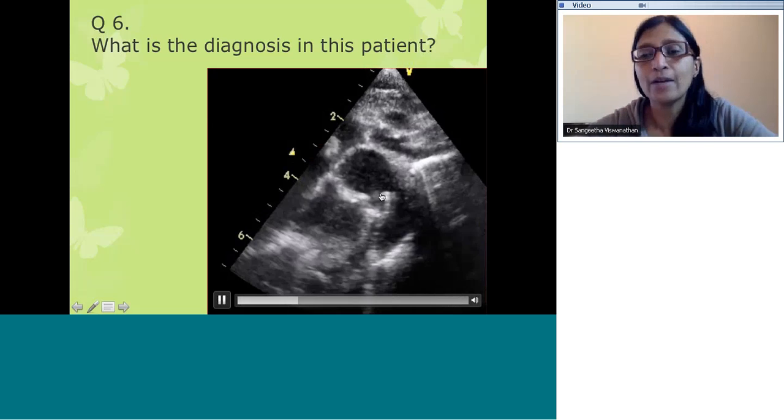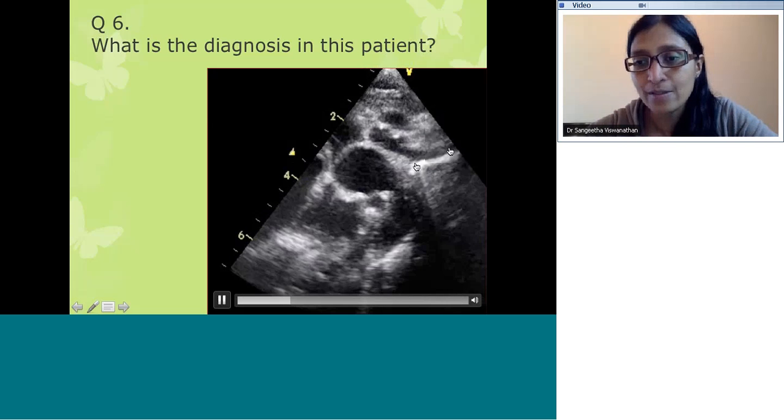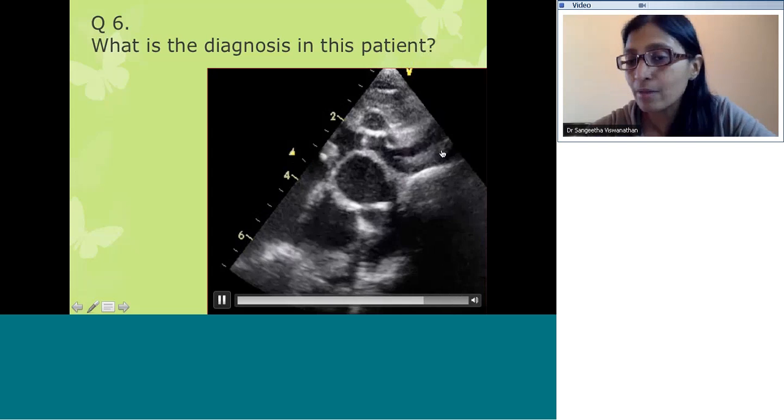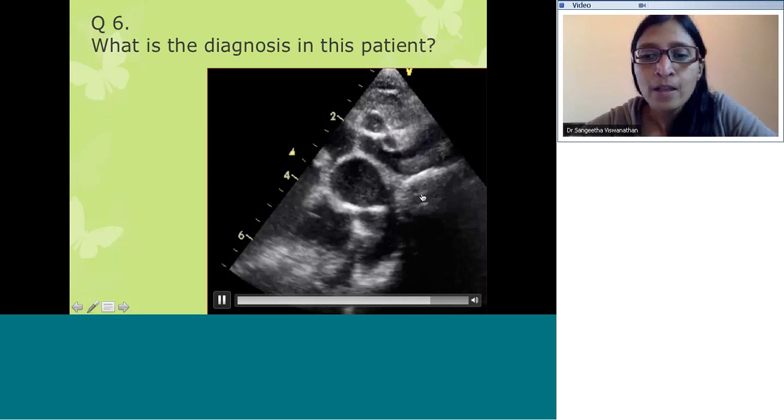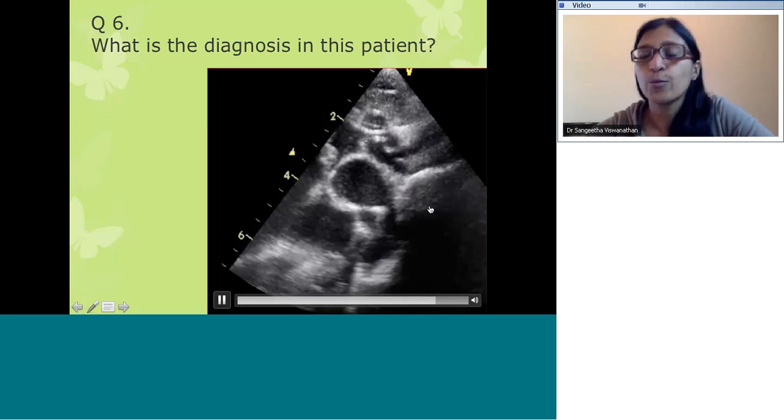Okay. So what I told you, that this is the left subclavian artery, that is the last branch of the head and neck. What type of interruption will this be?